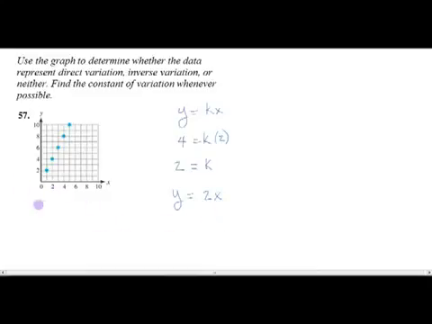Let's test it with the data points we have. If x is 1, y is 2. If x is 2, y is 4. If x is 3, y is 6. If x is 4, y is 8. If x is 5, y is 10. So this follows all of those data points up, fits each one of those. So that is the model, and we'll state that it is direct variation.